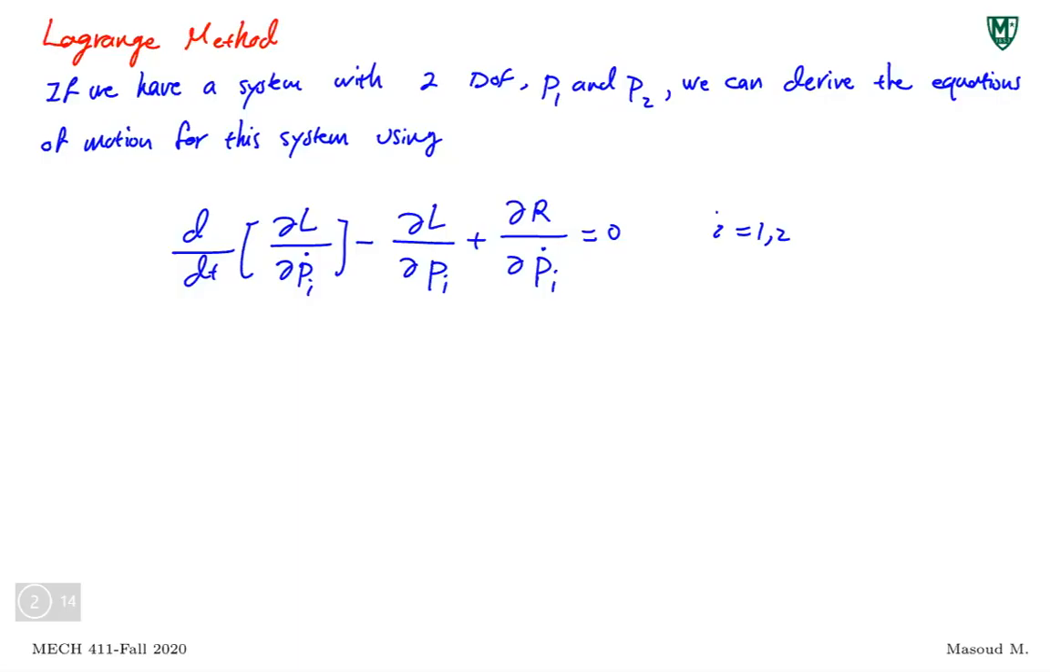Second term, derivative of the L function with respect to p_i: if i is 1 and that degree of freedom is x, so x1. And the last term, the derivative of R, a different function, with respect to the time derivative of degree of freedom i. If it's 1, then it would be p1 dot, and if that degree of freedom is x, it's going to be x1 dot. What are these? L is the Lagrange function.